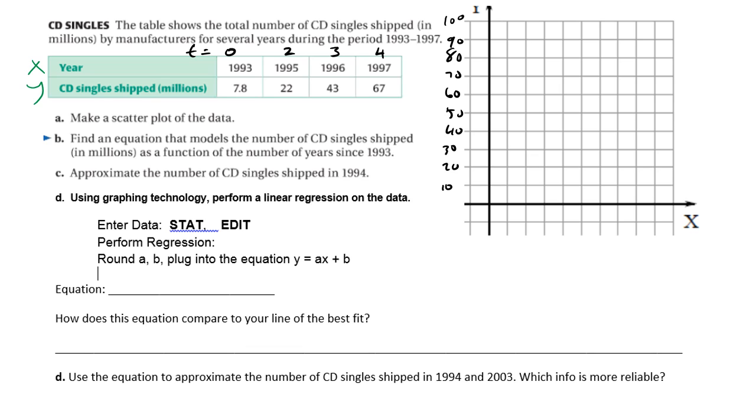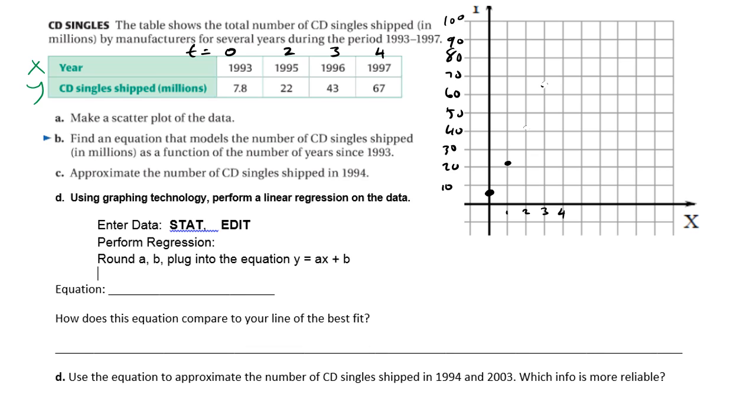When t is 0, it's 7.8. When t is 2, it's 22. When t is 3, it's 43. When t is 4, it's 67. 1, 2, 3, 4.